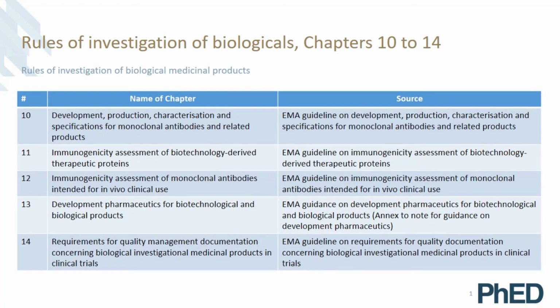Chapter 10 is based on the EMA guideline on development, production, characterization, and specifications for monoclonal antibodies and related products. Chapter 11 corresponds to the EMA guideline on immunogenicity assessment of biotechnology-derived therapeutic proteins. Chapter 12 is based on the EMA guideline on immunogenicity assessment of monoclonal antibodies intended for in vivo clinical use.